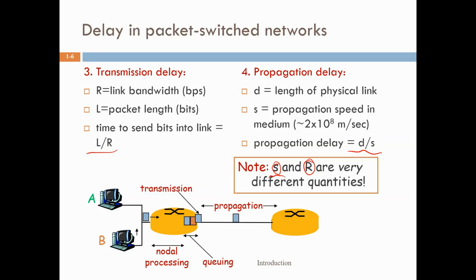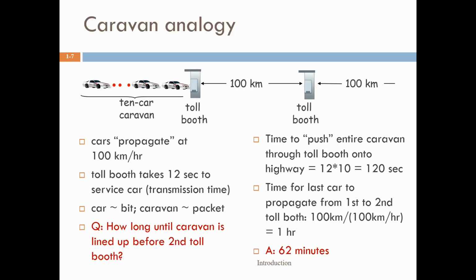It's a property of the hardware of the router itself. Let's take an example to see the differences between transmission delay and propagation delay. Let's assume we have a caravan, and the caravan consists of 10 cars, as you see here. The cars line up at a toll booth. Each one has to purchase a ticket, and once they purchase a ticket, they travel over the road.